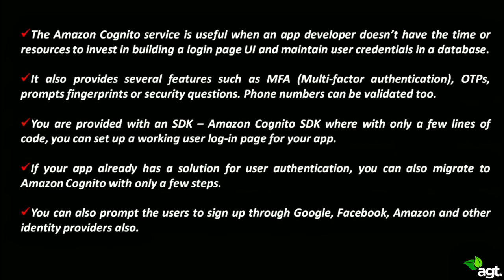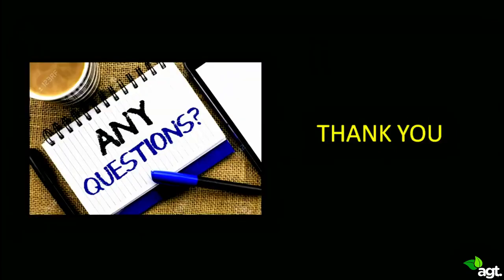And if your application already has a solution for user authentication, you can also migrate to Amazon Cognito with only a few steps. You can also prompt the user to sign up through Google, Facebook, Amazon, and other identity providers. With all these benefits, the cost of the first 50,000 monthly active users is totally free, and it can scale itself as the user pool expands, for a minimal amount per user after the free trial limit. So this Amazon Web Service is very ideal for app developers with budget constraints, and if they want their application to get going as soon as possible.